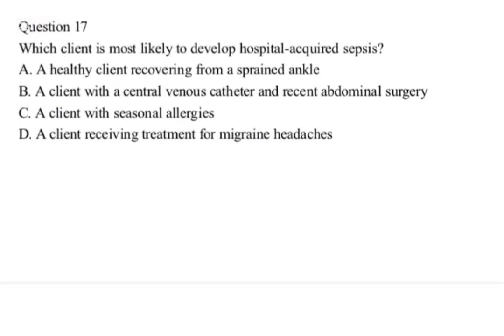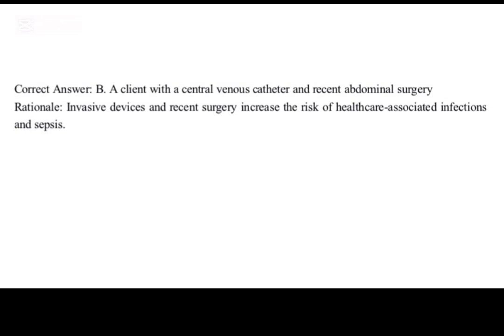Question 17. Which client is most likely to develop hospital-acquired sepsis? A. A healthy client recovering from a sprained ankle. B. A client with a central venous catheter and recent abdominal surgery. C. A client with seasonal allergies. D. A client receiving treatment for migraine headaches. Correct answer, B. A client with a central venous catheter and recent abdominal surgery. Rationale: invasive devices and recent surgery increase the risk of healthcare-associated infections and sepsis.